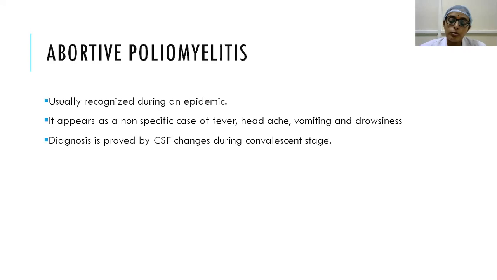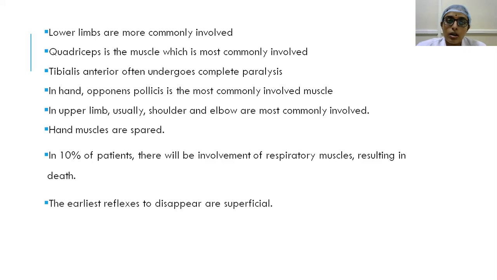So this is abortive poliomyelitis. A few important points which I would like to emphasize, and these are important from your entrance point of view also: in poliomyelitis, lower limbs are most commonly involved rather than upper limbs, and quadriceps is the muscle which is most commonly involved. And as I told earlier, tibialis anterior undergoes complete paralysis.